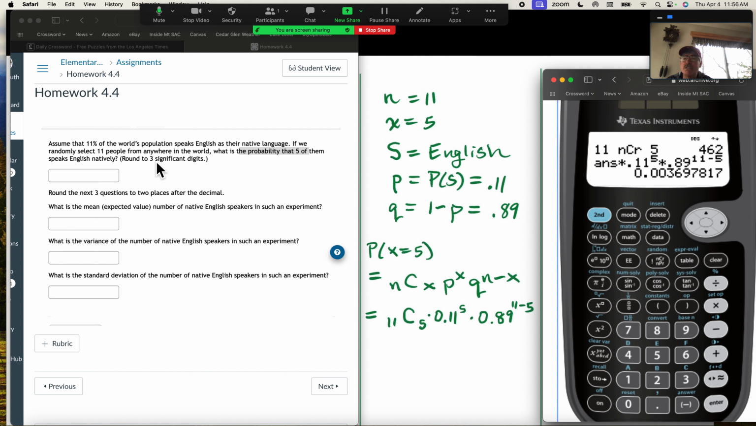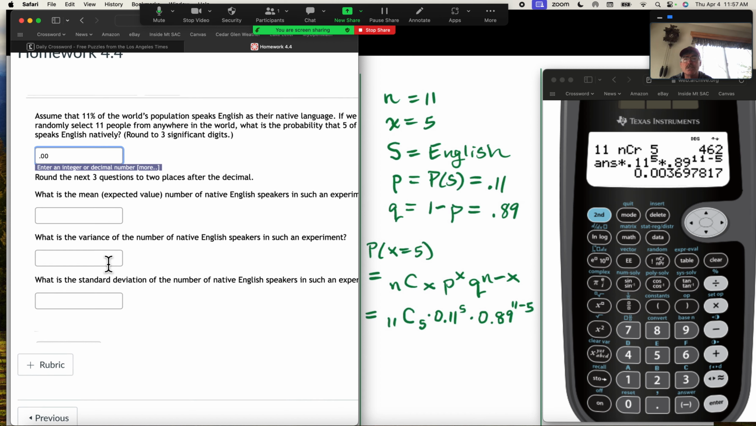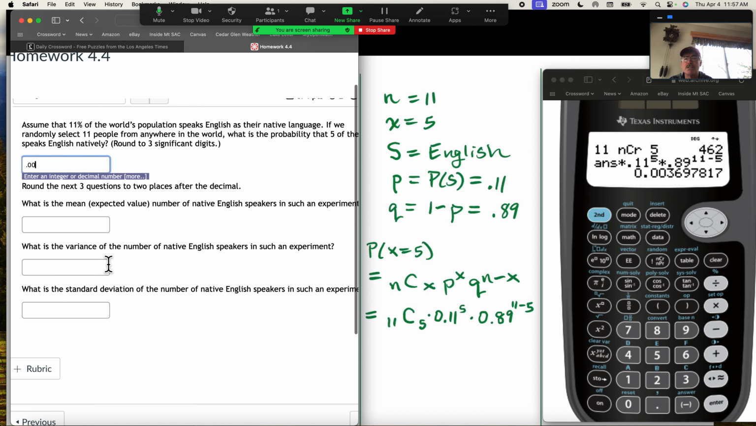It wants 3 significant digits. So just a reminder, you don't start counting till you get to the first non-zero digit. So 0.369, that's 3 digits, but the next digit's a 7. So I'm going to put in point, 2 zeros. Let me zoom in on this just a little. Okay, so 2 zeros, then a 370. That's 3 significant digits.